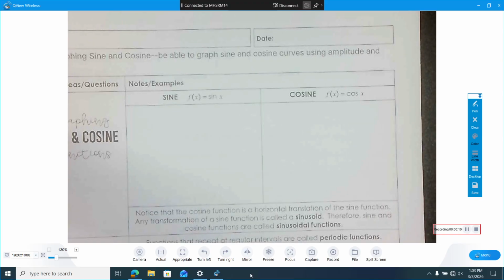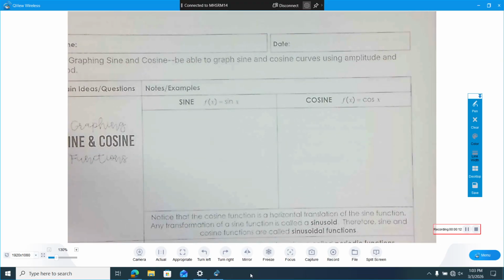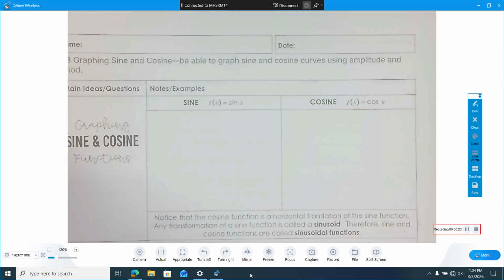Today is a great day. I'm super excited. We are graphing. This whole unit, except for the very last couple of lessons, is all about graphing, which is fantastic. I love teaching graphing trig functions, so it is my favorite thing.